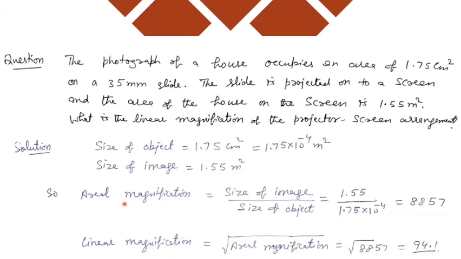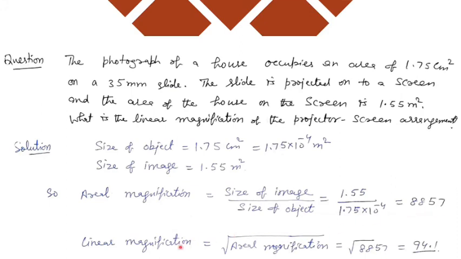So you can find the areal magnification. Areal magnification is size of image divided by the size of object. This formula you have to note. This for the magnification, it is size of image to the size of object, because the magnification is in the area. So this magnification is areal magnification. And when you divide the two, I am getting this result with you, which is for areal magnification.